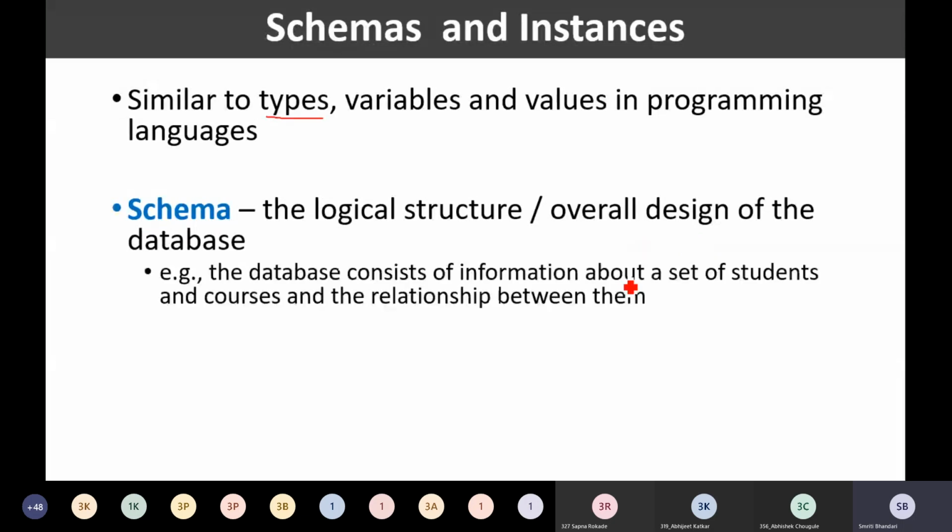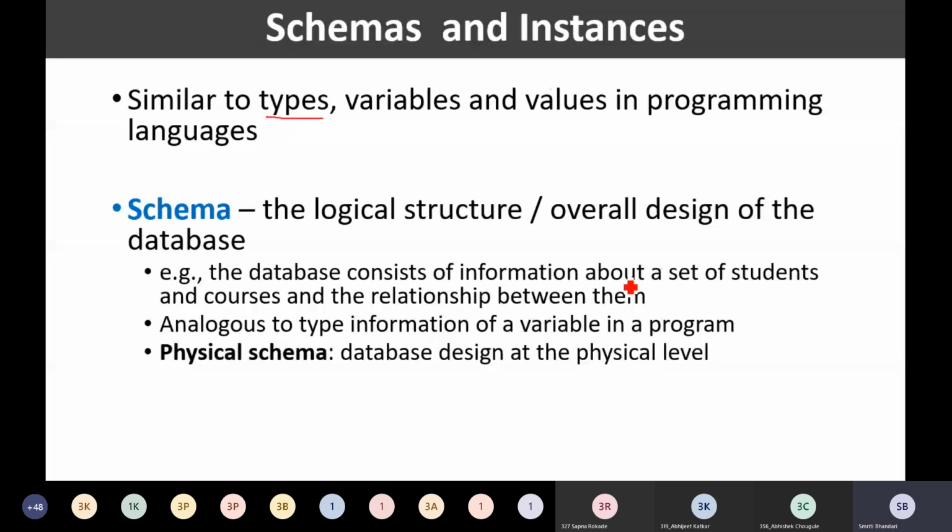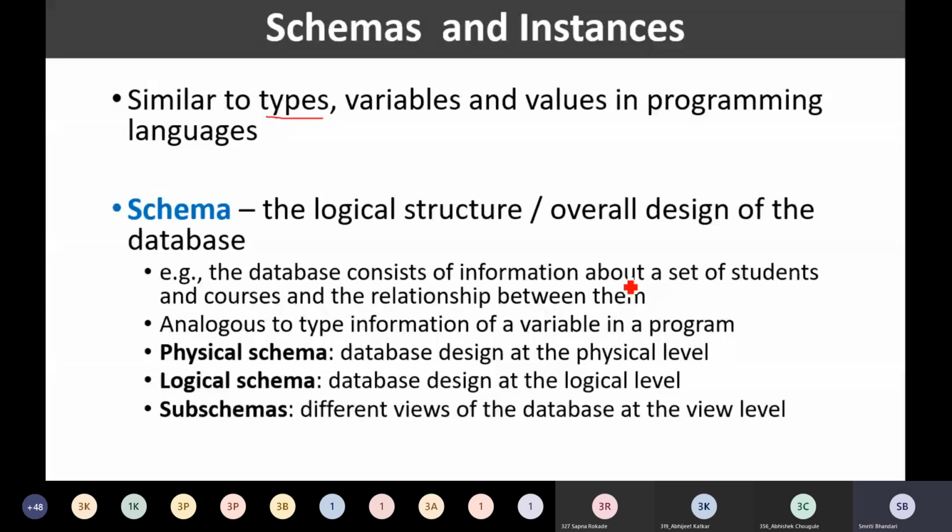In fact we have three kinds of schemas: physical schema, logical schema and sub-schema. The database design at the physical level is known as physical schema. At this level of database design, we describe how the data is actually stored in the database. So at the physical level of database abstraction, whatever design concepts we apply, those are the physical schemas.